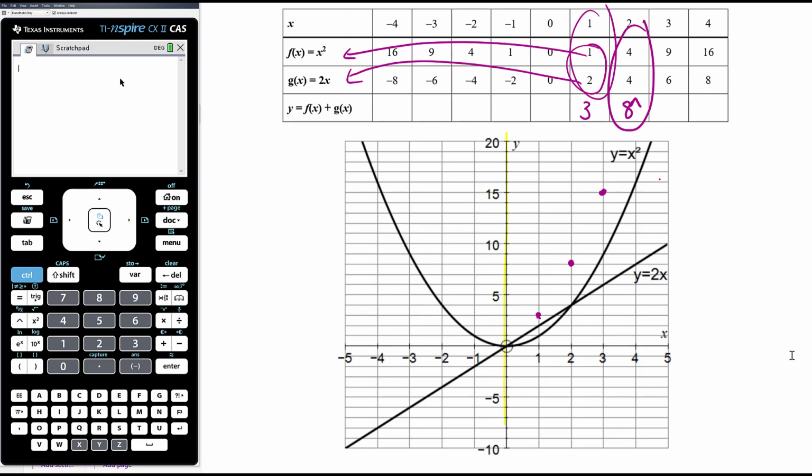a sense of the shape of the new graph. So when x equals 0, both separate functions, x squared and 2x, both also equal 0. 0 plus 0 is still 0. Okay. When x equals -1, the y value of the parabola is positive 1. The line is negative 2. 1 plus negative 2 is negative 1.